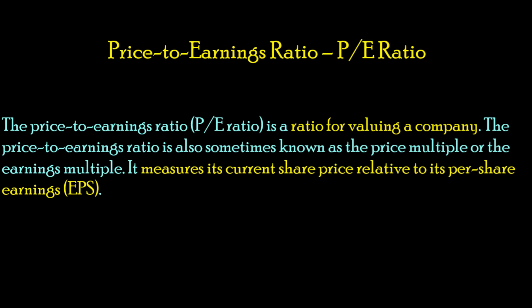Here are a couple key ideas about the PE ratio. Number one, a high PE ratio could mean that a company's stock is overvalued, or investors are expecting high growth rates in the future. A low PE ratio could mean that a company is undervalued, or perhaps investors are expecting low growth in the future. Companies that have no earnings or that are losing money do not have a PE ratio, since there is nothing to put in the denominator.